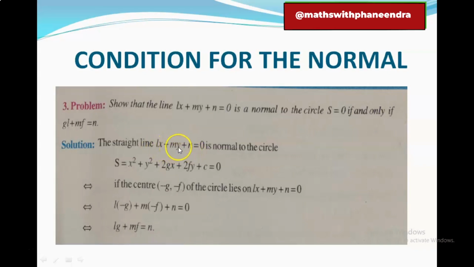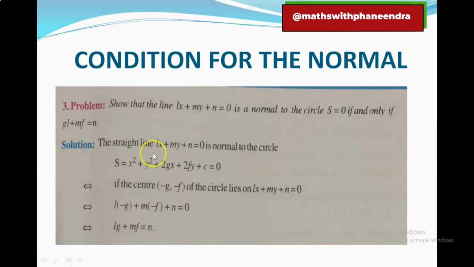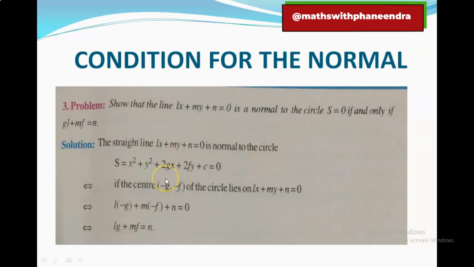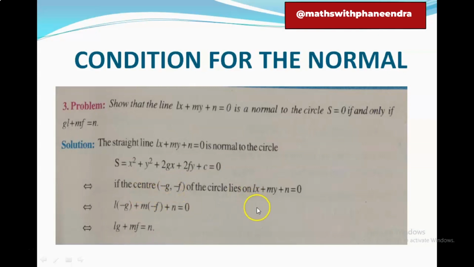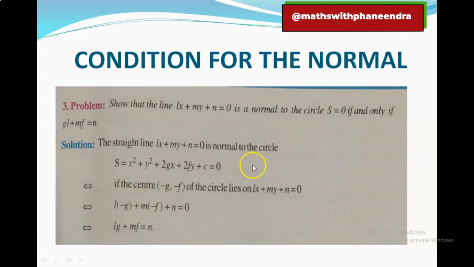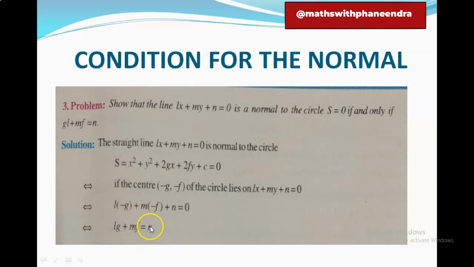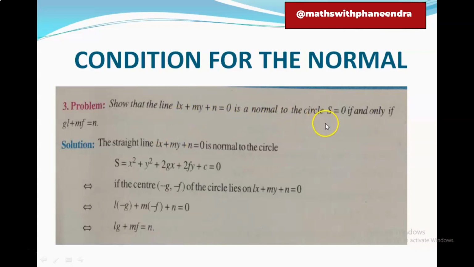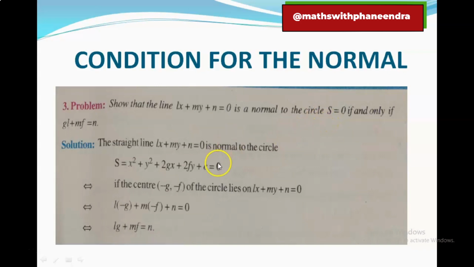So wherever x comma y is there, replacing with minus g, minus f: L into minus g plus M into minus f plus N is equal to 0. Both the minus values we can take to this side. Minus Lg we can take this side, plus Lg. Minus Mf we can take this side, plus Mf is equal to N. Therefore, Lg plus Mf is equal to N. This is the condition. The line Lx plus My plus N is equal to 0 is a normal to the circle S is equal to 0. So it is important for 2 marks. We'll move to the next question.